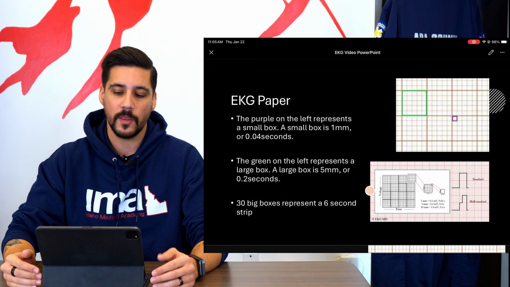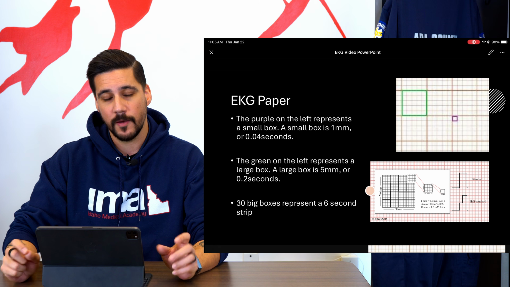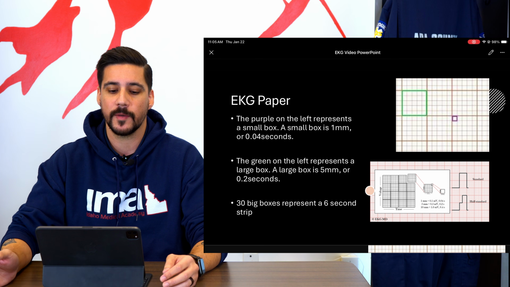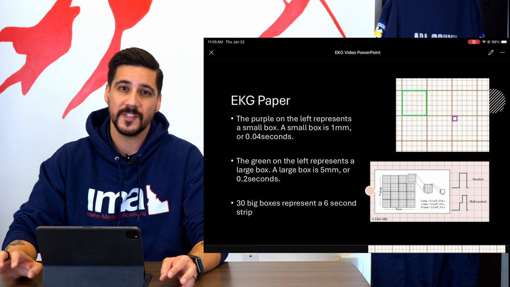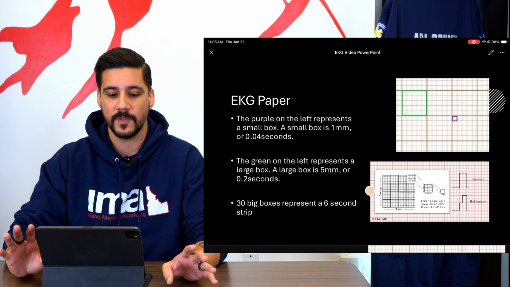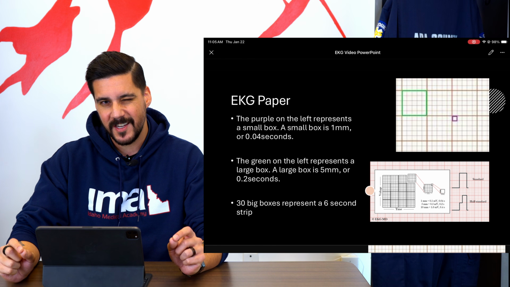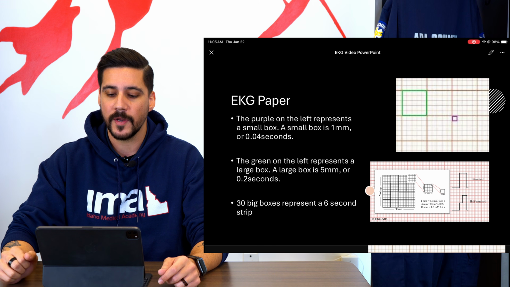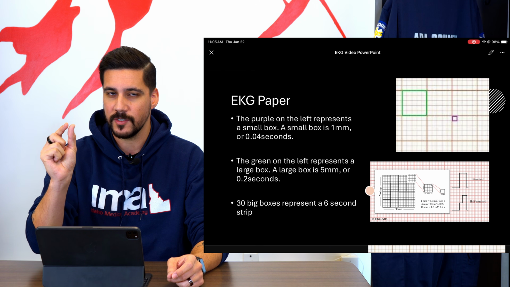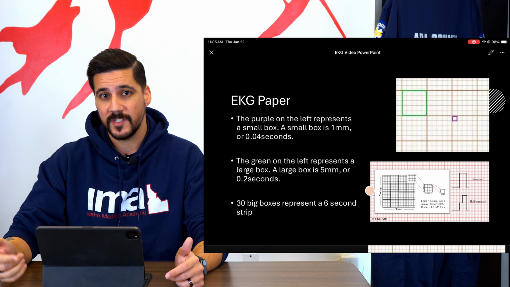So, scrolling down, we've talked about the leads. Let's talk about the paper. Now the paper is pretty specific. If you look at EKG paper, it's made up of a bunch of teeny tiny little boxes. Each one of these boxes actually represents a segment of time. We're going to be referring to them in seconds. It's not uncommon for them to be referred to in milliseconds just because of the unit transcription there. But the smallest box, the teeniest tiny little box, which I have here in purple on my screen, is 1 millimeter. So each one of these tiny boxes is a total of 1 millimeter in width. But that's going to be 0.04 seconds, okay?